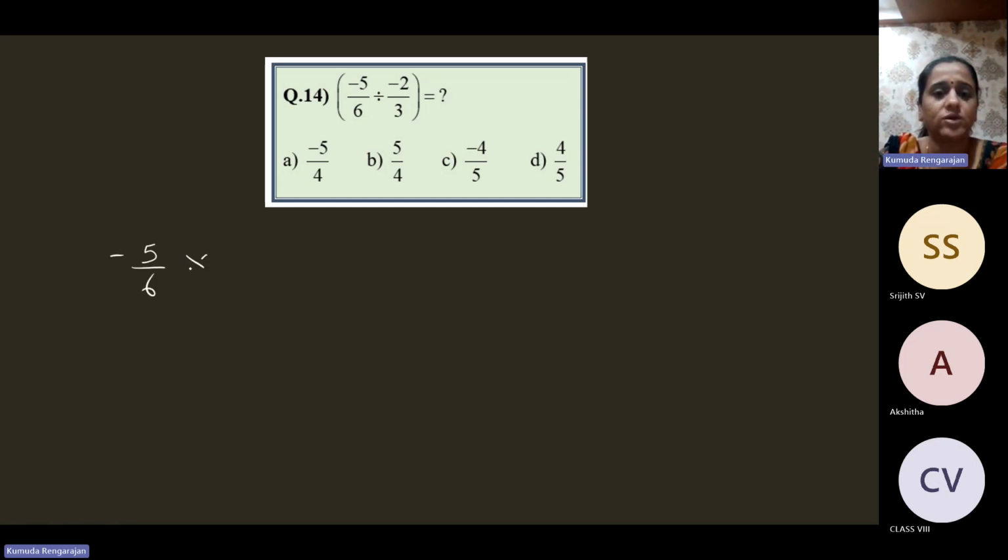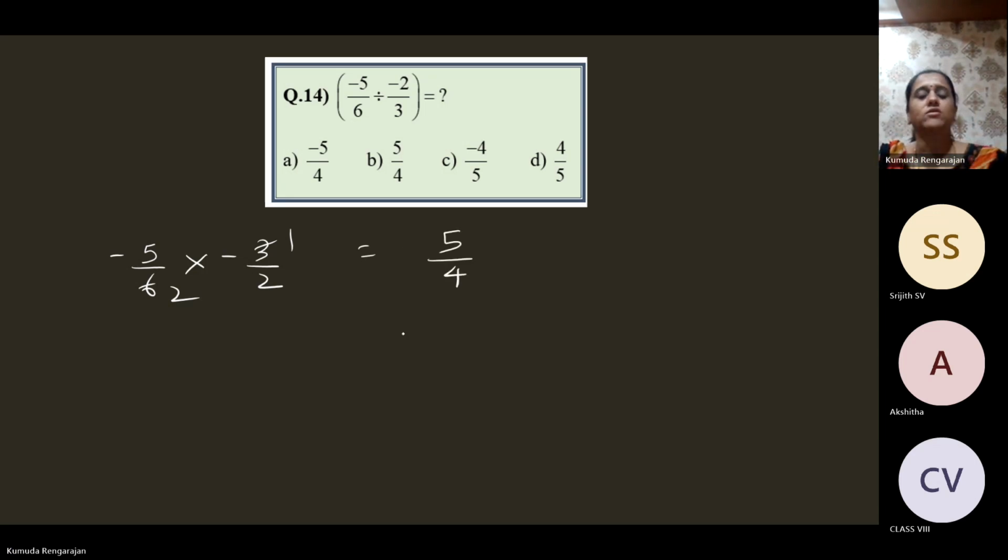-5/6 into -3/2. Division becomes multiplication and the reciprocal of -2/3 is -3/2. 3 ones are 3, 3 twos are 6. So minus into minus plus 5 by 4. Got this? Option B is the correct option. Got this? Yes, ma'am. Okay.